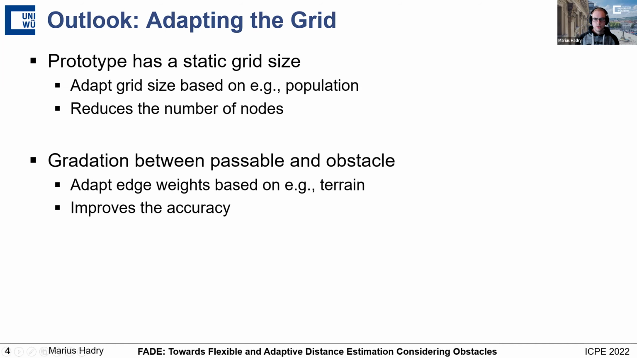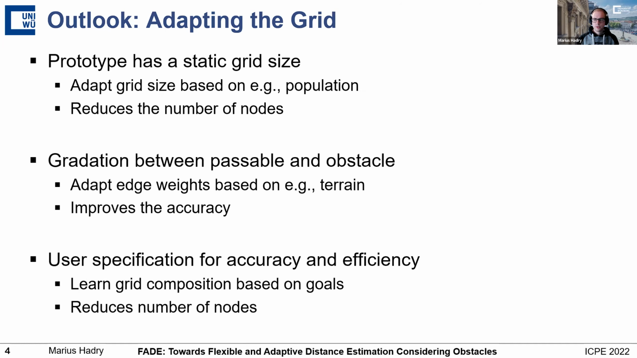We further want to introduce a gradation between the passable and obstacle property so that we can allow different edge weights based on the terrain. For instance, if we have areas where serpentines are pretty common, we plan to use different edge weights so that we can account for things like that.